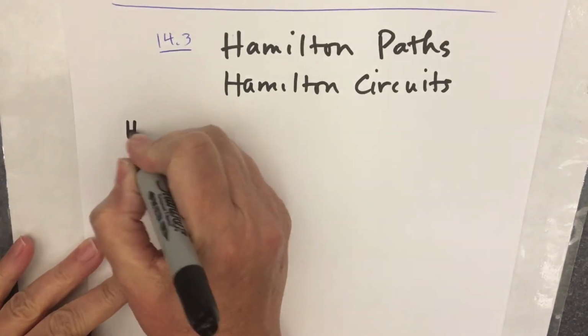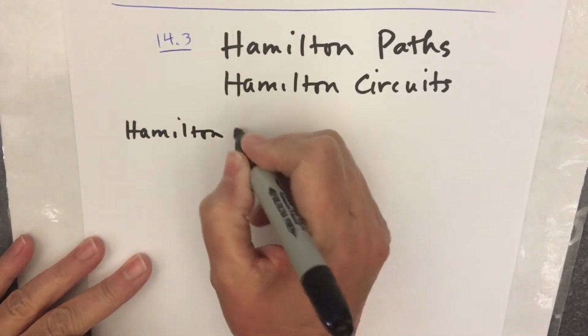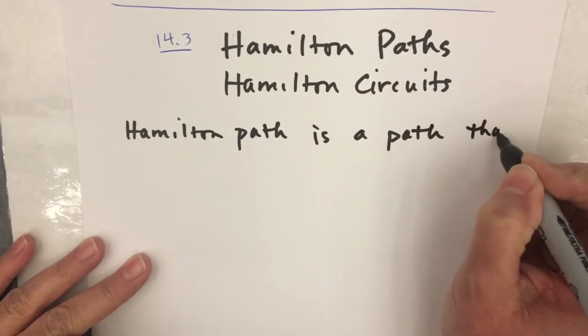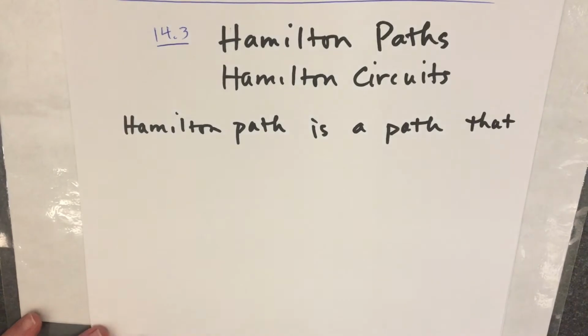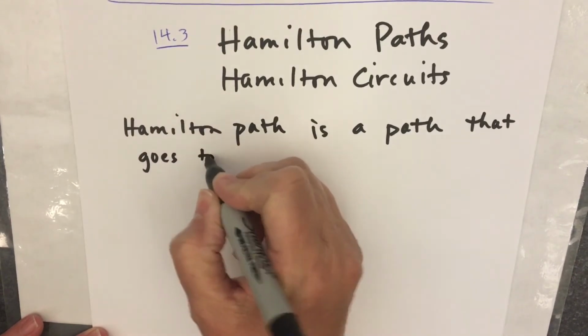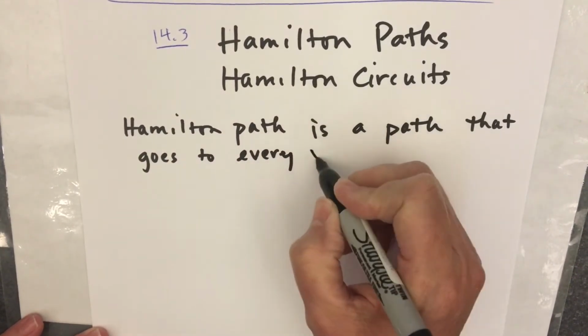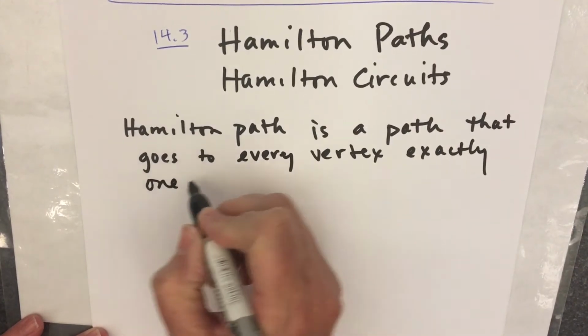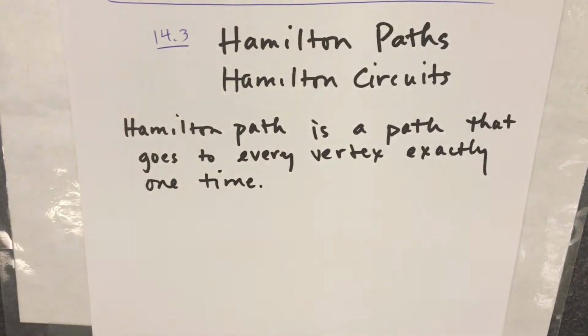I'm going to write those definitions. A Hamilton path is a path that goes to every vertex exactly one time. So we're not changing what seems like a whole lot from the Euler path and the Euler circuit, where we did every edge. But it actually is a pretty big change.